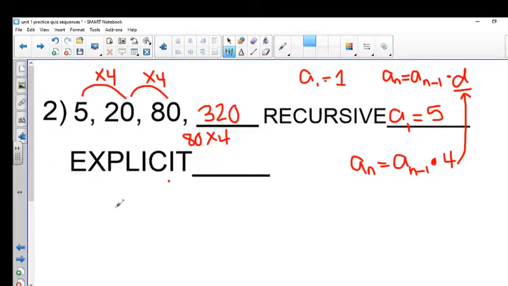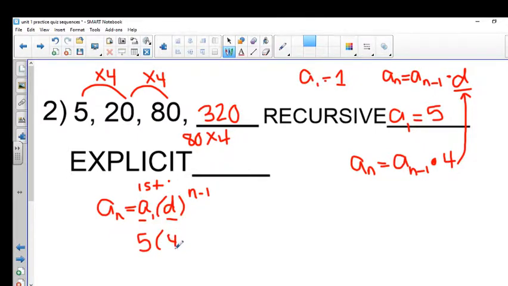Okay? Now for your explicit formula, we got An equals A1, which I'm going to write over, that means first term, times your d, and then your n minus 1. So the only ones you're going to plug in for is the A1 and the d. So we already have this information from the recursive. A1 was 5. Okay? Your d, we already had that. That was 4. So the explicit is kind of easy once you get the recursive, and then it's n minus 1.